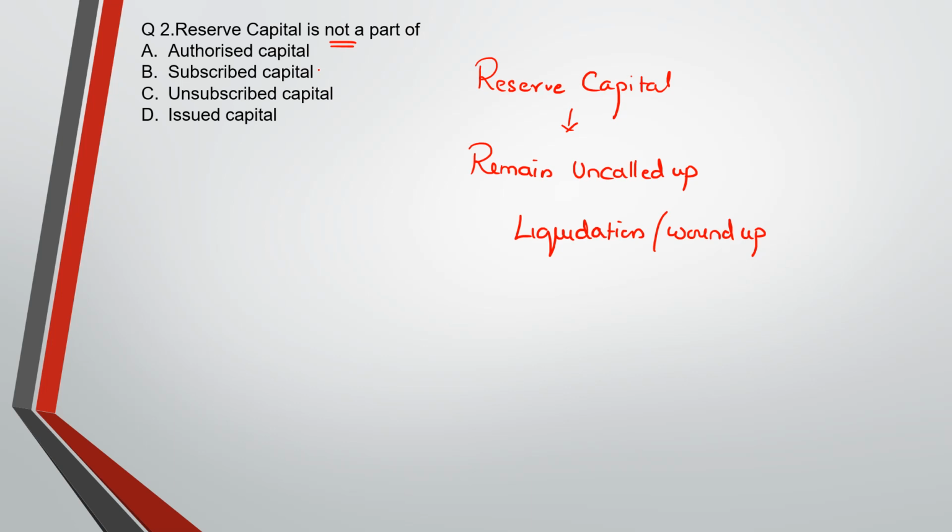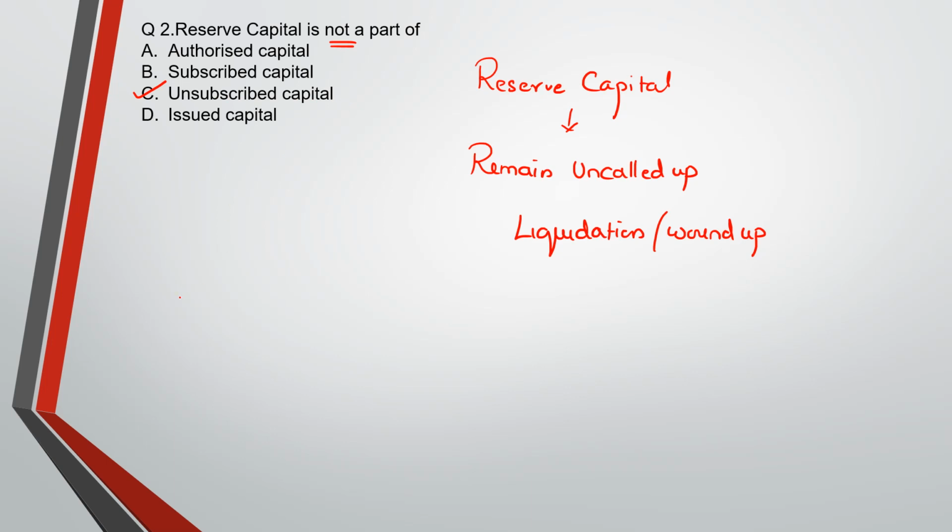Out of the subscribed capital, whatever portion has not been paid is going to be called only in the event of winding up. So it is not the unsubscribed capital. It is not that portion of the capital which has not been subscribed by the public. It has been subscribed by the public. And it is a part of issued capital because whatever has been issued has been subscribed. Therefore, reserve capital is not a part of unsubscribed capital.